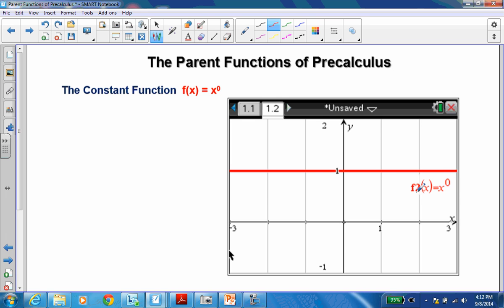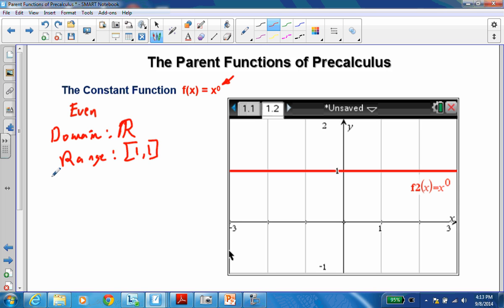Three extra ones here, quickly. This one here is the constant function. And this is x to the power of what? 0. So is this odd or even? This is even. What is our domain? Domain is all real numbers. Our range is going to be 1, comma, 1 closed in brackets.